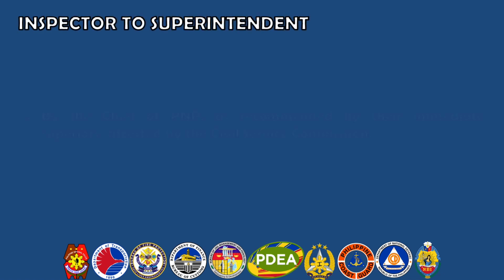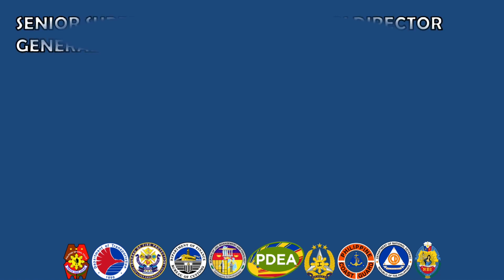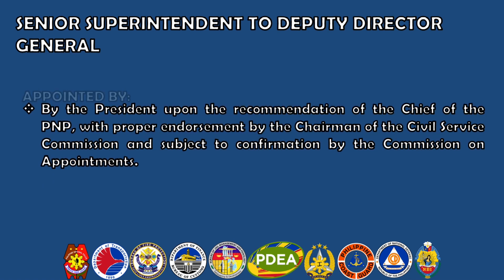Next is inspector to superintendent. You are appointed by the chief of PNP. So, ang mag-a-appoint sa'yo is si chief of PNP, recommended by your immediate supervisors, and attested by the Civil Service Commission. Next is Senior Superintendent to Deputy Director General. Ang mag-a-appoint is si President upon the recommendation of the Chief PNP with the proper endorsement of the Chairman of the Civil Service Commission and subject to the confirmation na ng COA or Commission on Appointment.